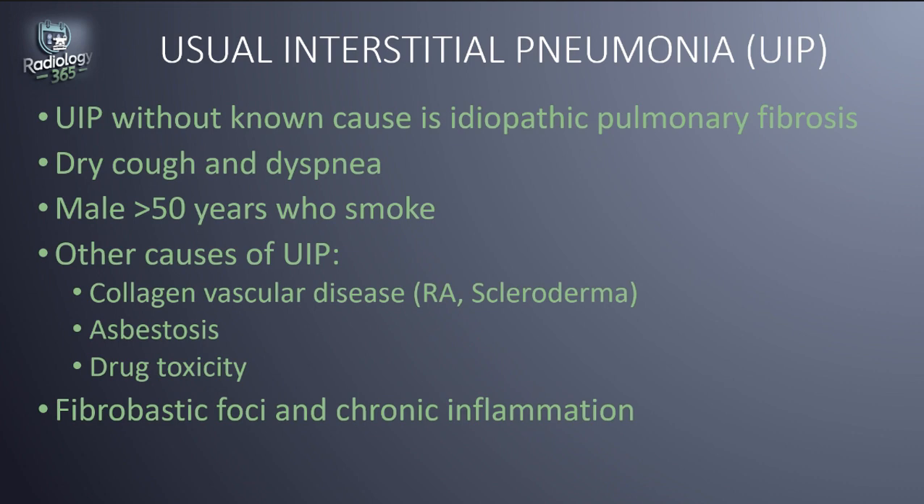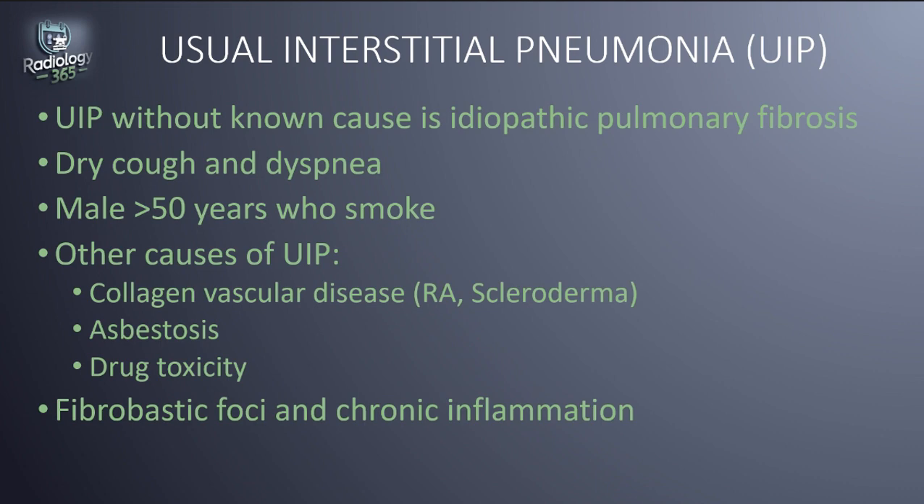It usually affects male patients greater than 50 years and typically smokers. So if you see, again, on chest CT, that you conclude that this pattern of disease you are seeing is the usual interstitial pneumonia pattern, look at the history. If it's a 50-year-old male smoker and you don't have any other reasons why the lung should look like this, you can conclude that this is idiopathic pulmonary fibrosis.